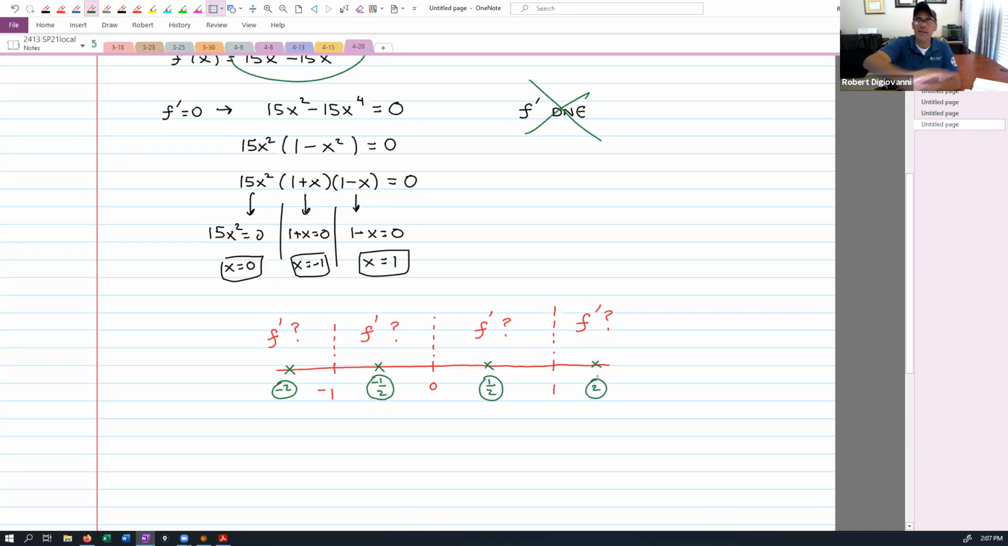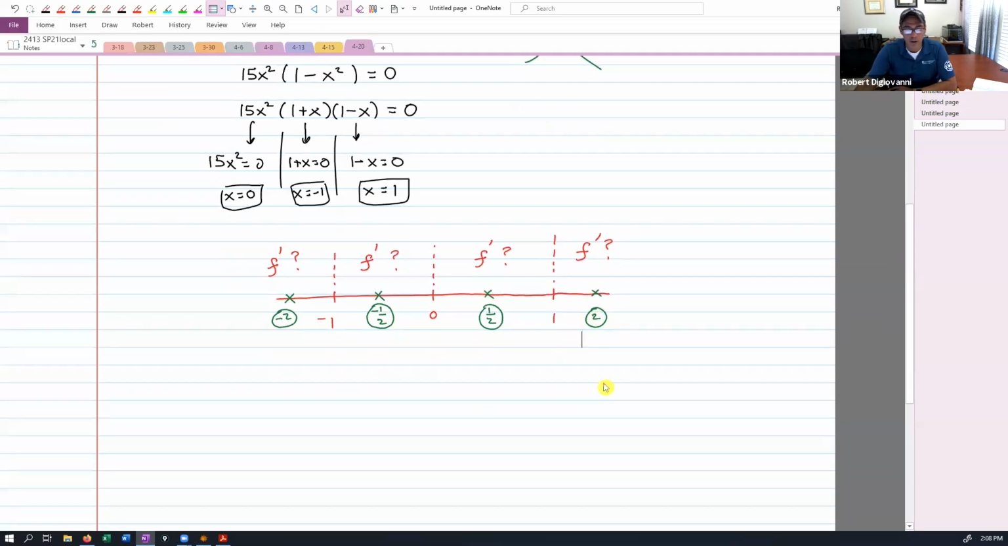You can pick any number you want, as long as it's anything to the left of -1. You could have picked -100, doesn't matter. Just as long as it's to the left of -1. Any number between here and here, any number between here and here, any number here. So now the testing. I'm going to test these into the derivative.